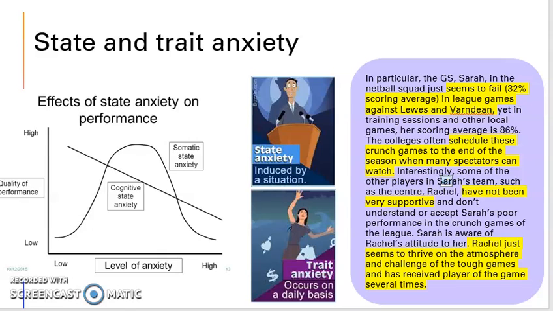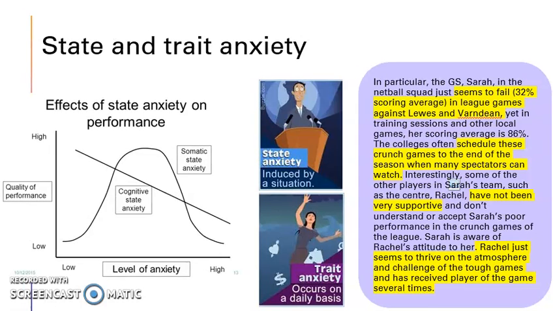In 1977, Martens et al. developed the Sports Competition Anxiety Test. This is a self-reported test, where they collected results from the performers and then applied them to a sporting situation. This test helps us to get an understanding of a performer's state anxiety in a competition environment.